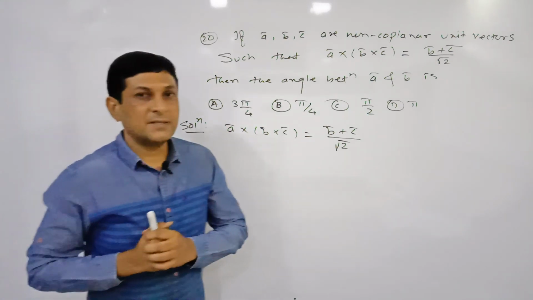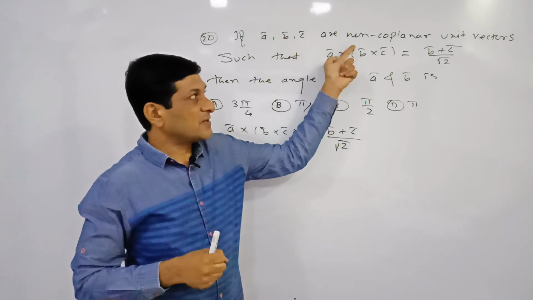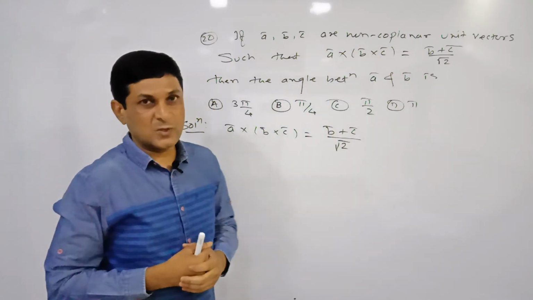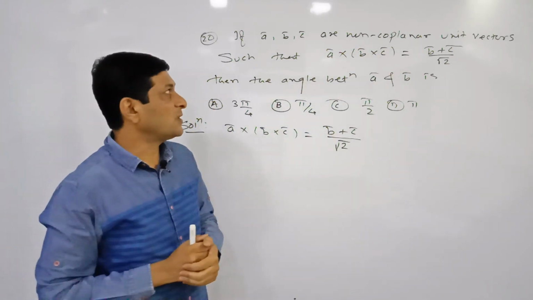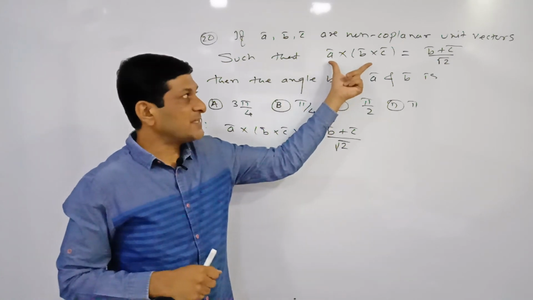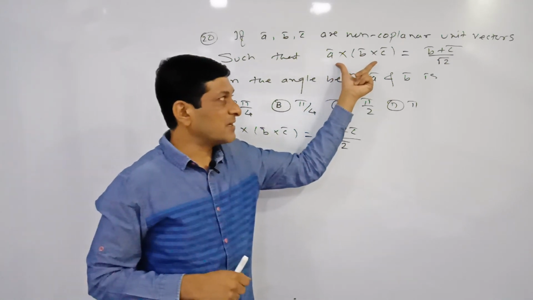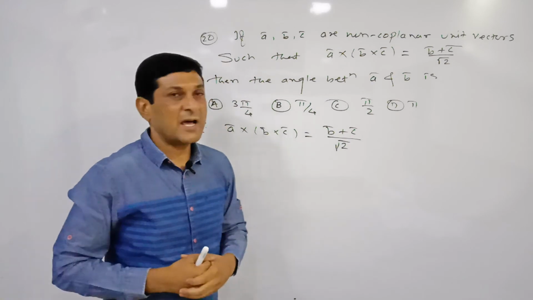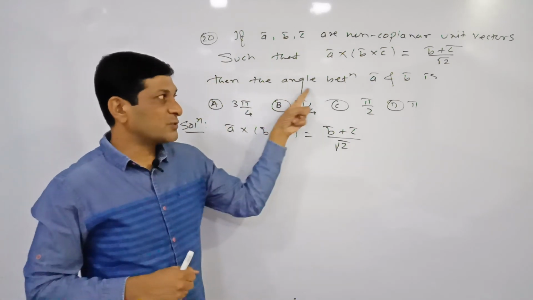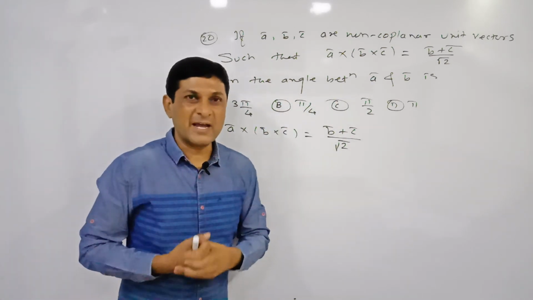In this case, it is given to us that these three vectors are non-coplanar unit vectors. Non-coplanar means these three vectors do not lie in the same plane and satisfy this condition, that the vector triple product is equal to b bar plus c bar upon root 2. Using this, the question is to find out the angle between a bar and b bar.